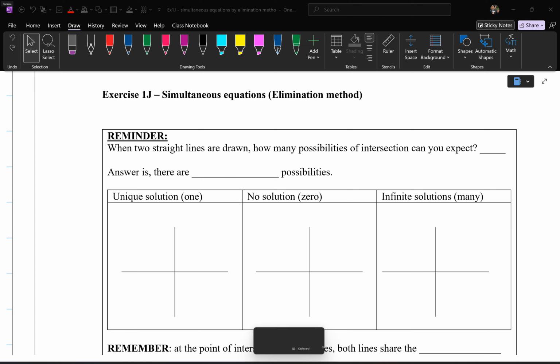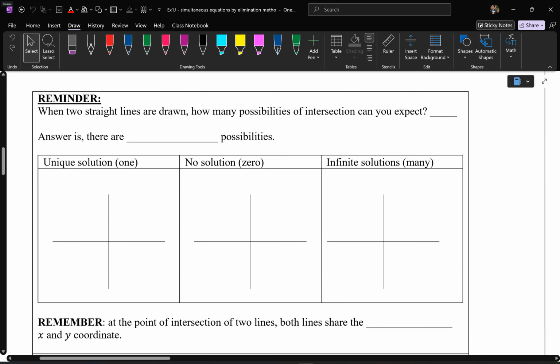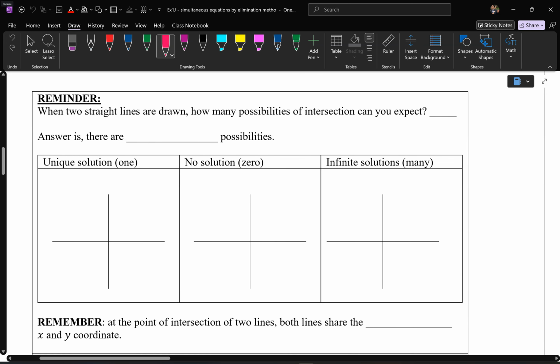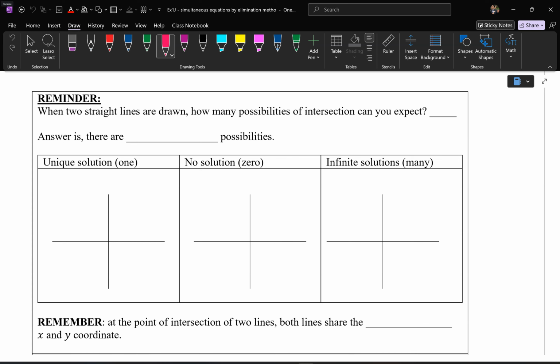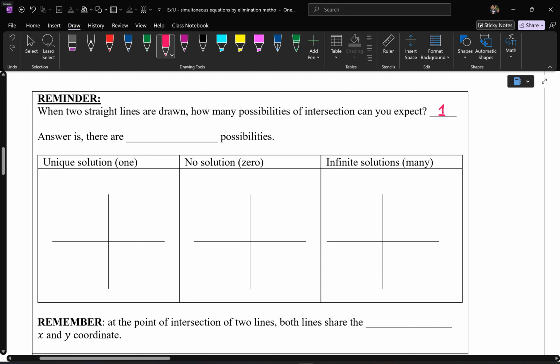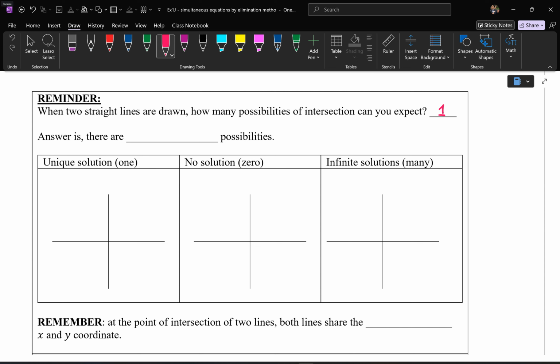Exercise 1J. So let's recap again. When it comes to simultaneous equations, when two straight lines are drawn, how many possibilities of intersection can you expect? Yes, Sean? There's only one possible intersection, okay? And the answer is, technically, yes, there's only one intersection, but there are three possibilities here. Unique solutions when they intersect once, so you have one intersection. Zero solutions when it's parallel, and infinite solutions is when it's exactly the same line, okay?